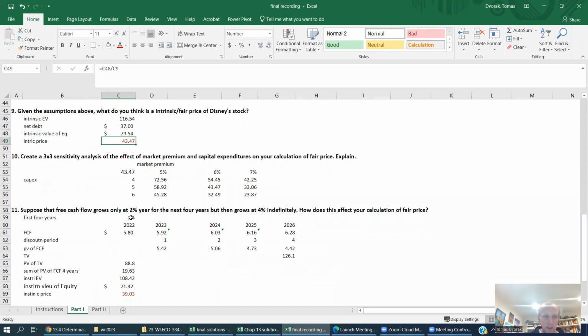Let's actually check our math, because if I change the first 4-year growth from 2% to 4%, I should get the same number that I had got earlier, and I do, and that is awesome.